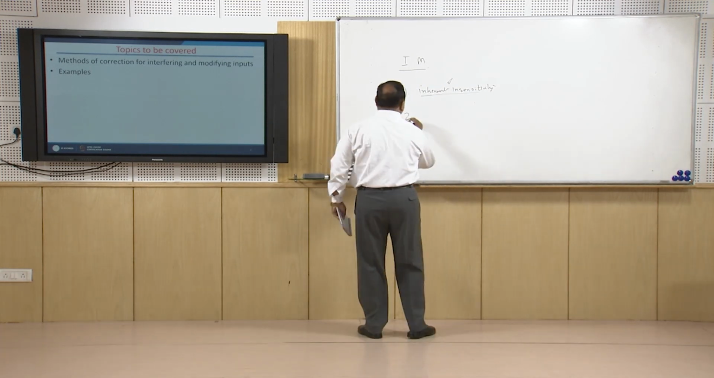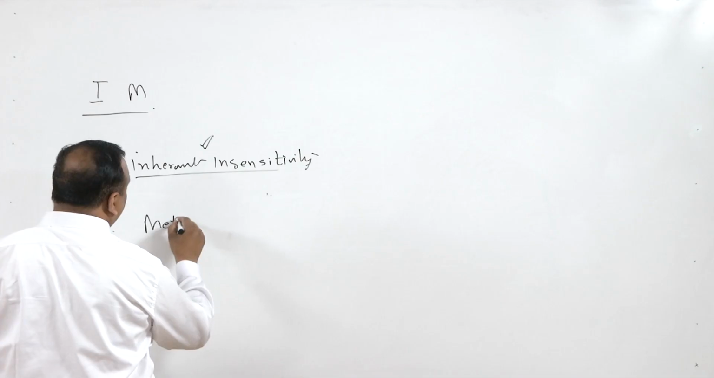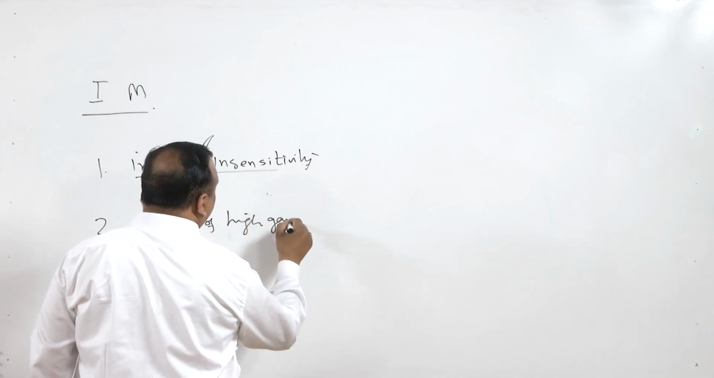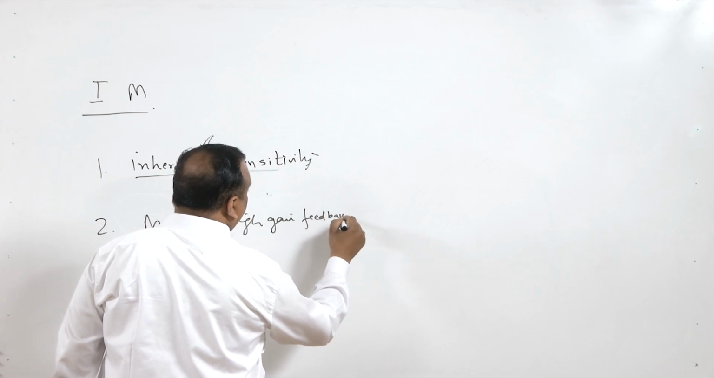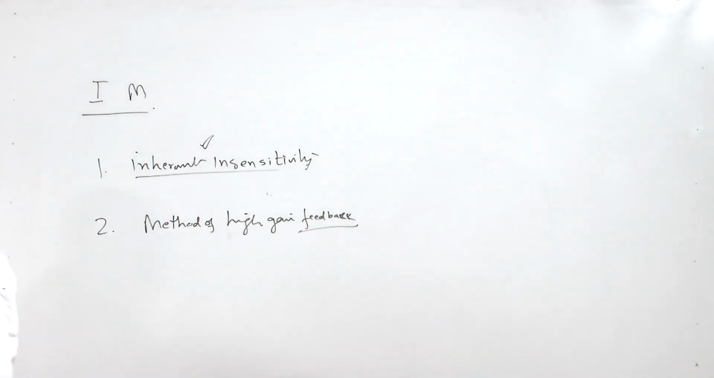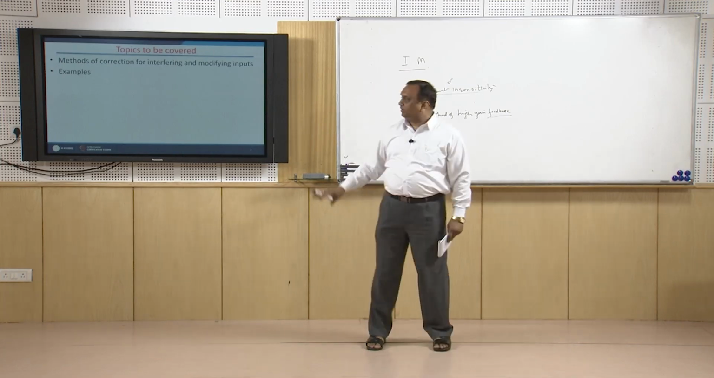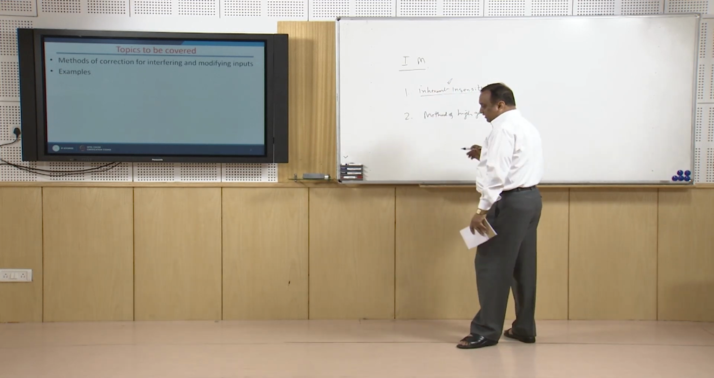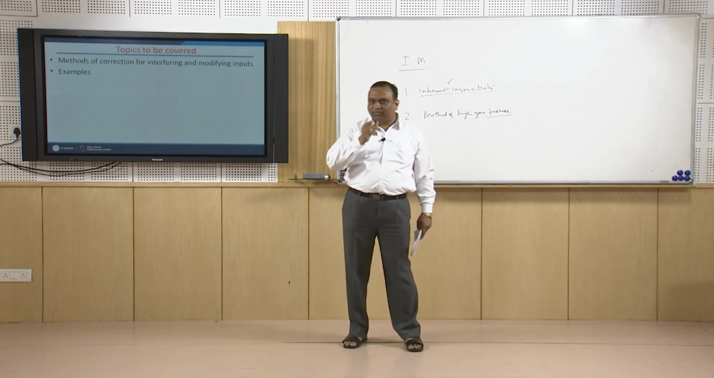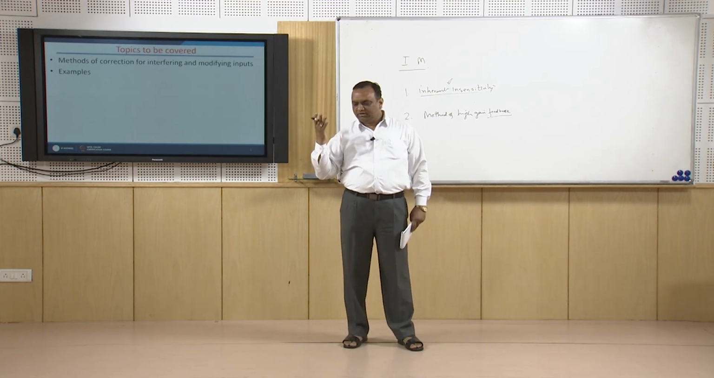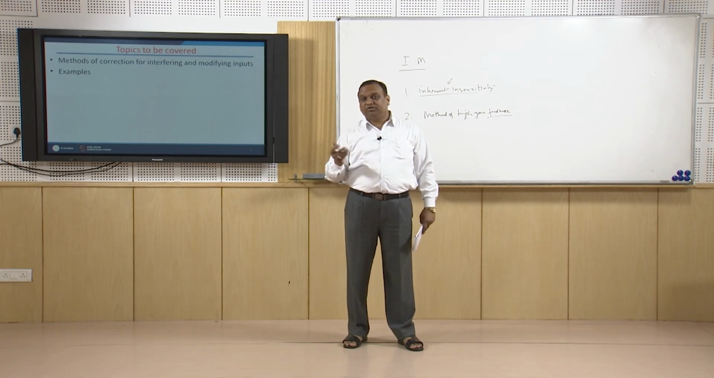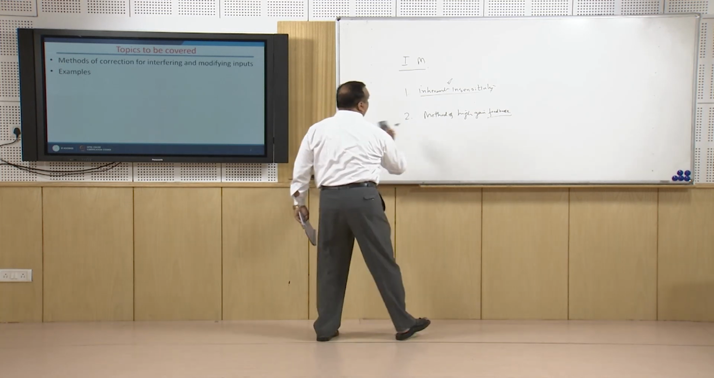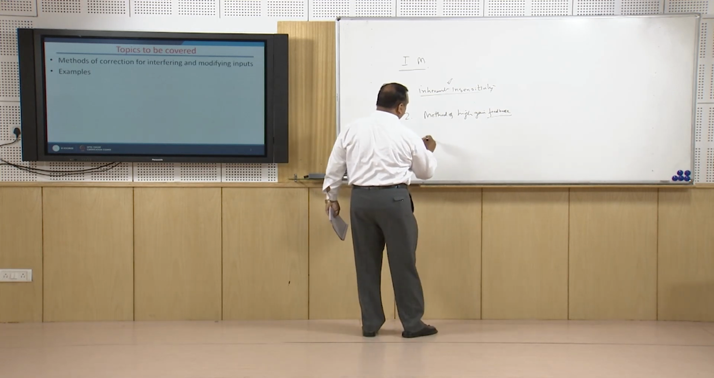Another method can be the method of high gain feedback. Using this method also, we can get rid of interfering and modifying input. Suppose we have to measure a certain voltage. Voltage can be measured with the help of a voltmeter, but there are other methods also for voltage measurements. For example, there is a certain voltage which is applied to a motor.